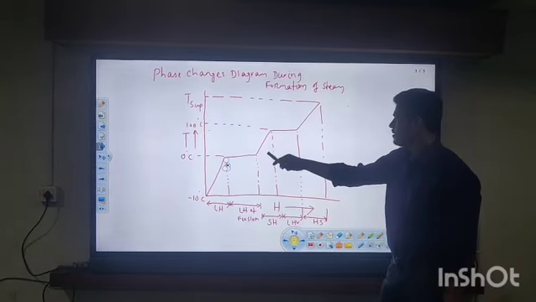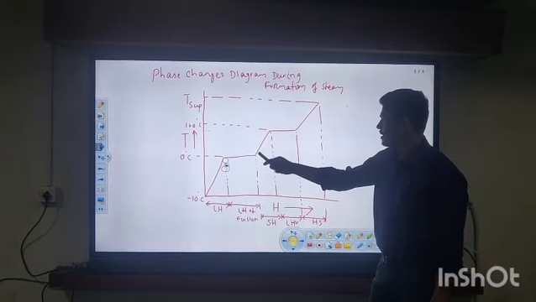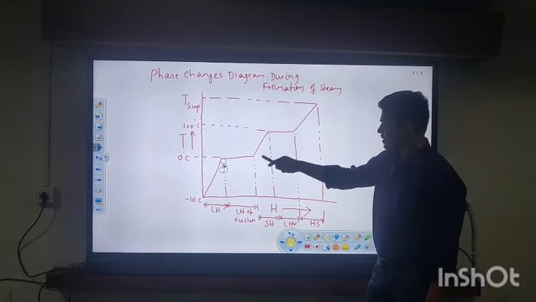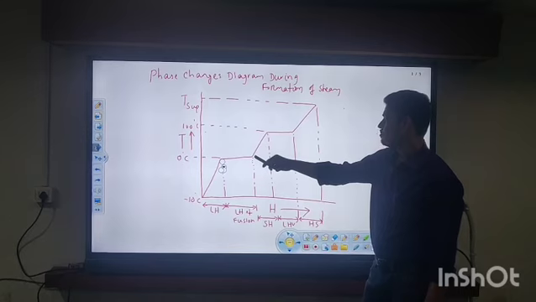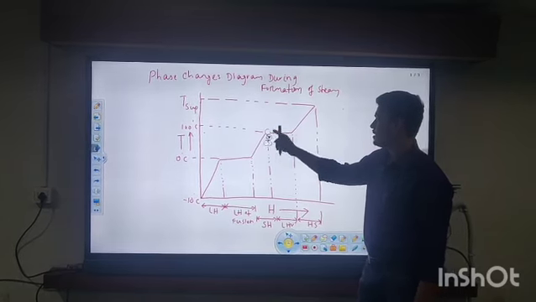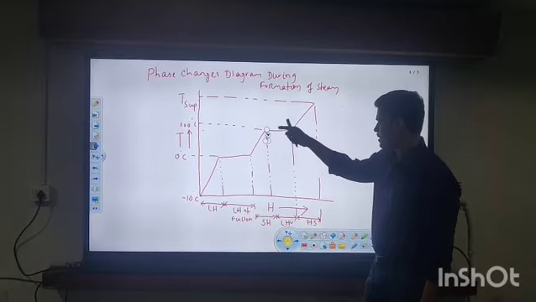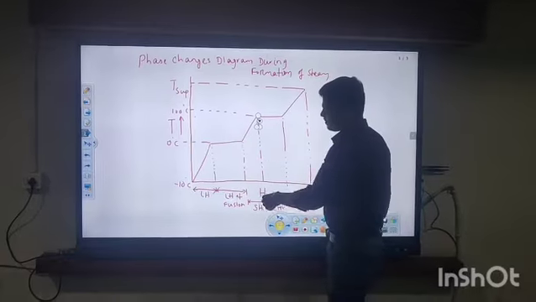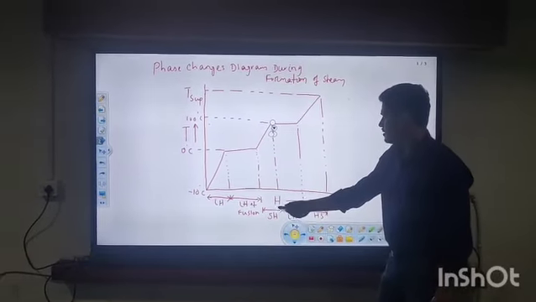Again, heat will be supplied to the 0 degree centigrade water, so that it converts from 0 degree water to 100 degree centigrade water. And here the temperature increases, and during this stage the heat absorbed is called the sensible heat.